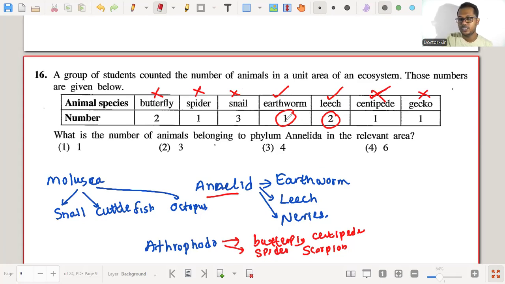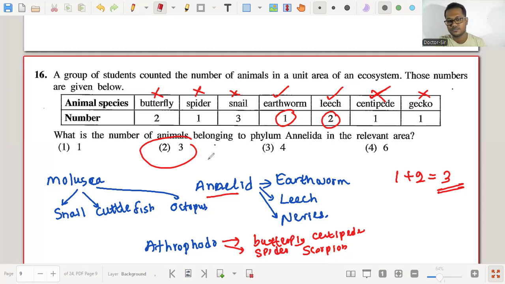So how many earthworm and how many leech? 1 plus 2. So 1 plus 2, total 3 annelida animals. Okay, they're asking what is the number of animals belonging to the phylum annelida in the relevant area. So the number 3, answer 2. Okay, right. So you should know about each group of animals. Okay, so how many of you got this correct answer? Okay, super. Right. Then we'll move to the next part.